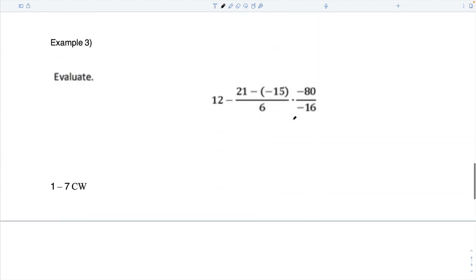Skip number 2 for right now. Go to number 3. Number 3, don't cross out 2. Like I said, whenever we skip a problem, we might come back to it. So just review for a test.